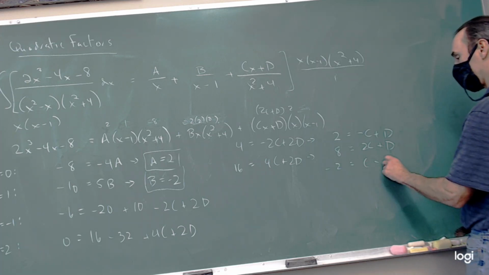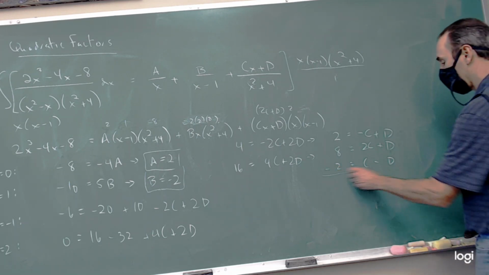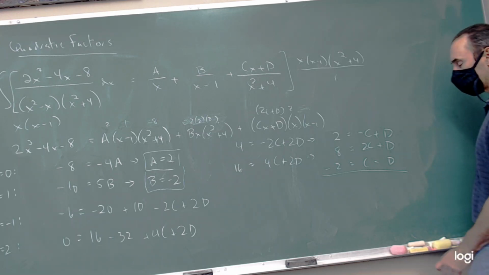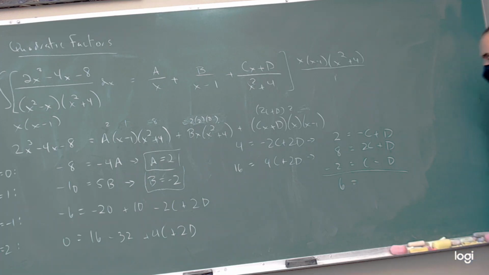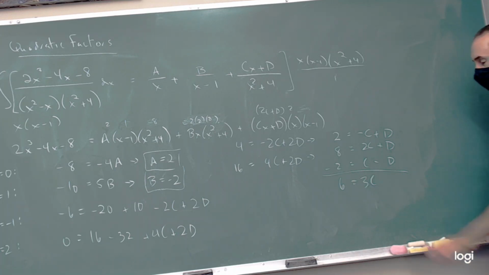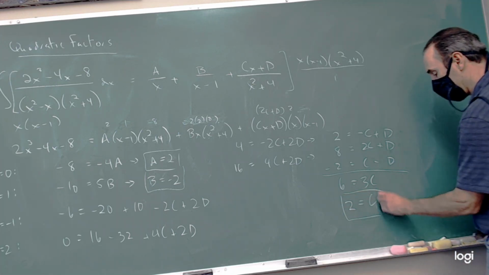C minus D, does that look right? -2 is equal to C minus D. If we multiply the first equation by -1, we add those two equations together. That looks like 6, and that looks like 3C because the D's drop out. So it looks like C is 2. You agree?